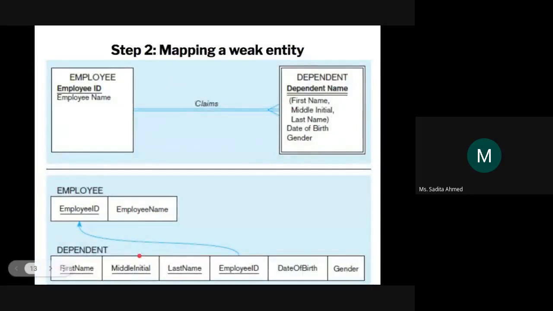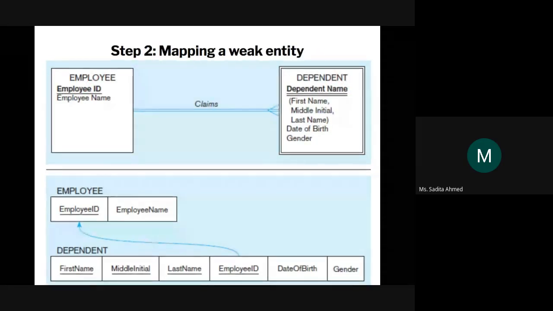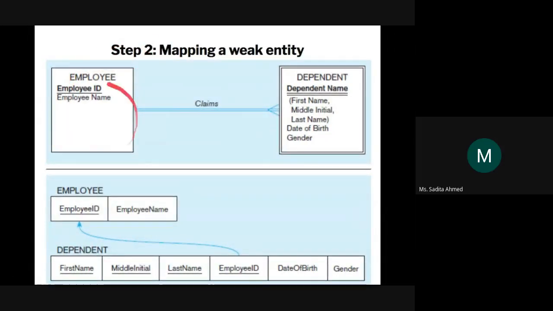Now, here, what type of relationship is the claims relationship? And what is the difference between the employee and the dependent entities? Strong entity or weak entity? That's right. Employee is a strong entity. Dependent, on the other hand, is a weak entity.